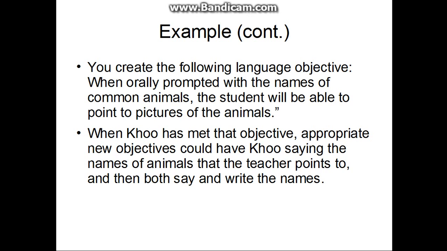When orally prompted with the names of common animals, the student will be able to point to pictures of the animals. And then once Ku is able to meet that objective, you might want to make it a little more difficult by adding more objectives, such as when the teacher points to the animal, then Ku will be able to say the names of the animals. And then after that, Ku will be able to both say and write the names of the animals.